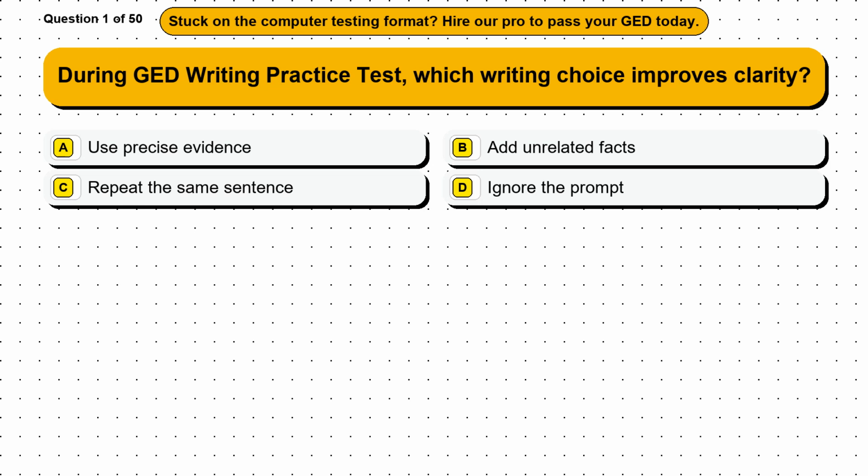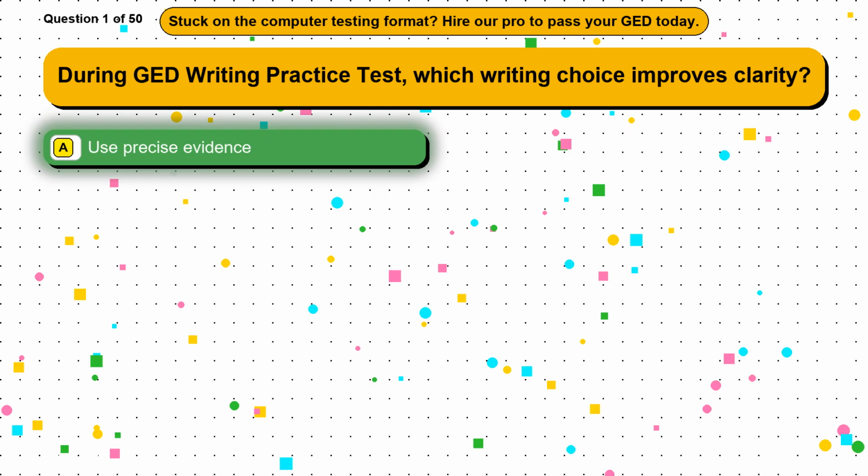Question 1. During GED Writing Practice Test, which writing choice improves clarity? Option A. Use precise evidence. Option B. Add unrelated facts. Option C. Repeat the same sentence. Option D. Ignore the prompt. The correct answer is option A.